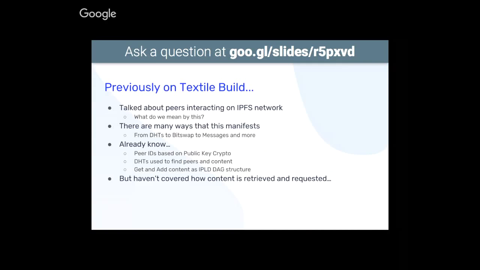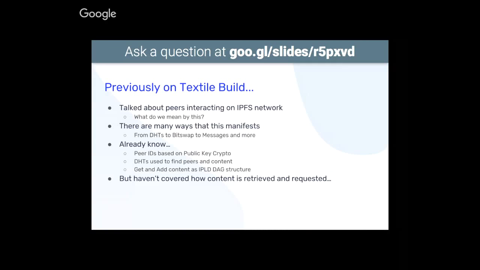In previous sessions, I've talked a lot about IPFS nodes or peers interacting with each other on the IPFS network. But I haven't really totally defined what we mean by that. So for instance, what types of interactions are peers engaging in? How do they actually exchange information? To what extent do they advertise what they actually have, and how do they request new content? All of these things are critical when peers are communicating over a decentralized web. So we're going to build up a bit of an intuition for that today.